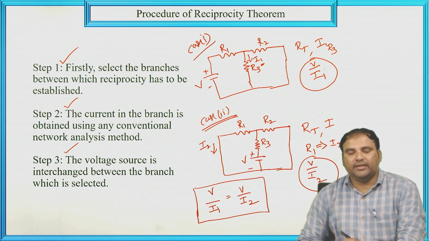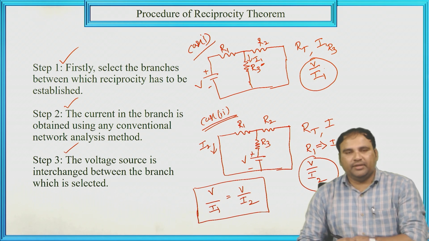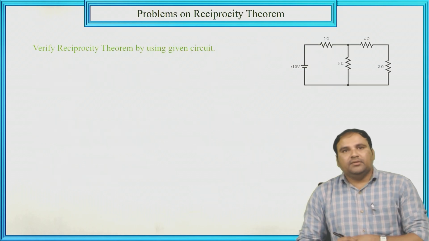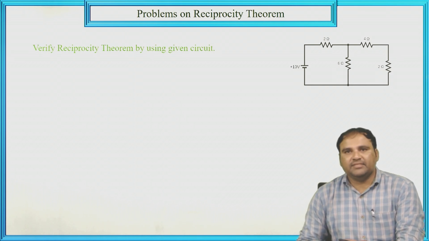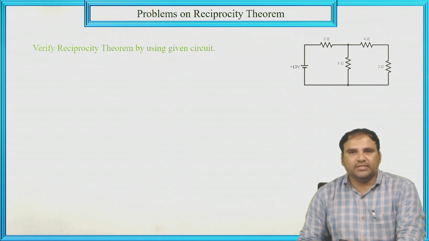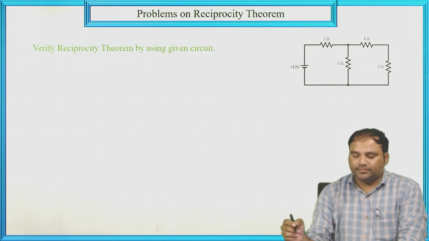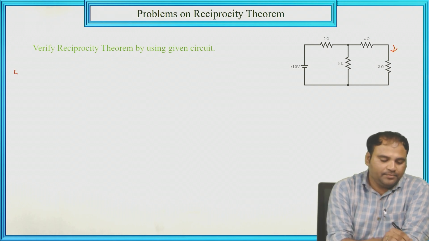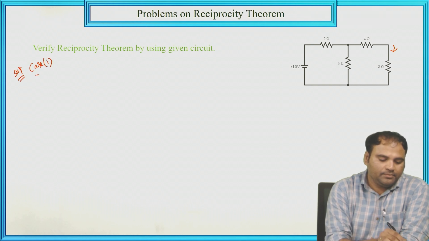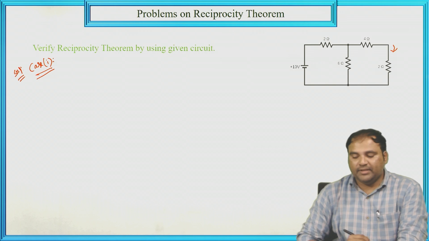Okay. So here, for example, we'll go for one problem. The problem is to verify the reciprocity theorem using the given circuit. We have a 10 volt voltage source and a 2 ohm resistor, 4 ohm, 6 ohm and 2 ohm resistors. So we'll go for case 1.